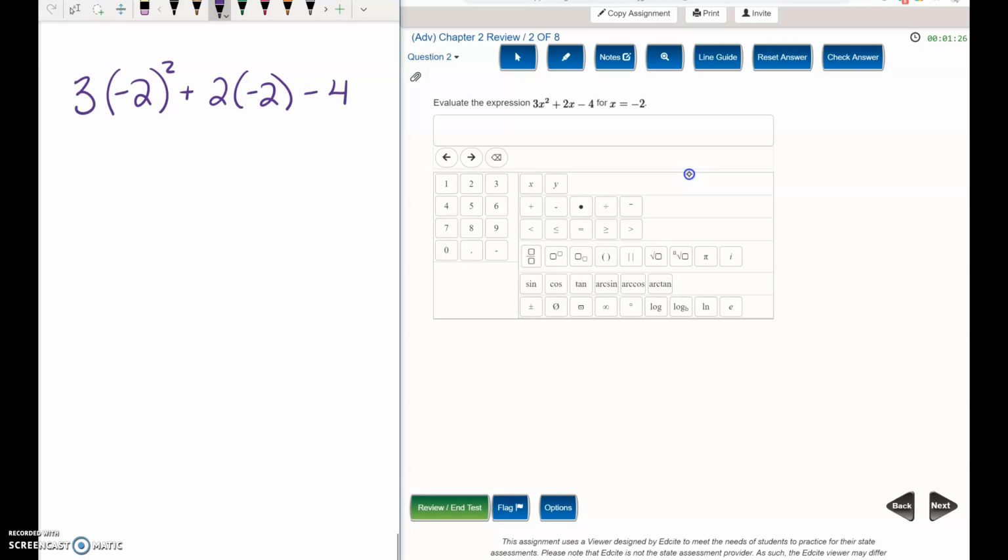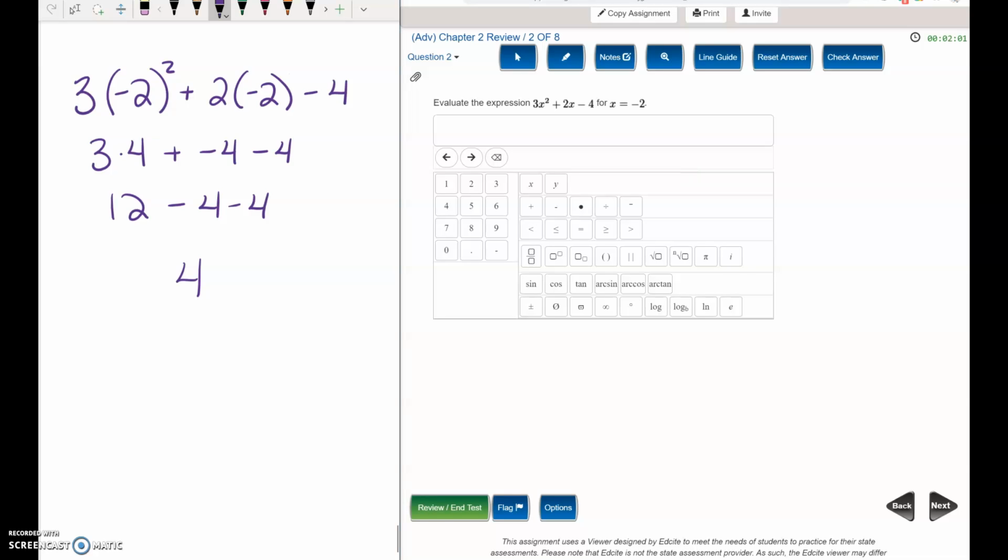The parentheses are really, really necessary, especially if you are going to do this in your calculator. If you don't use the parentheses, your calculator will tell you that negative 2 squared is negative 4, and then you'll end up with negative 12 here, and it will end up wrong. So you should end up with 3 times 4 plus a negative 4 minus 4. And 12 minus 8 is 4. Is your answer 4? If you plug this into your calculator, it should tell you 4.